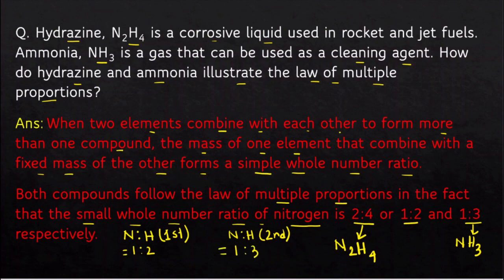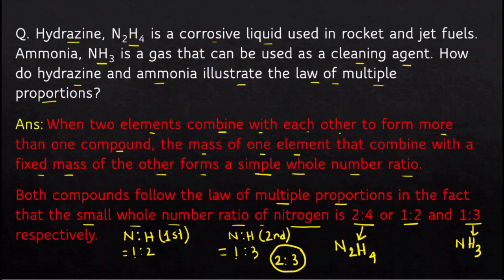Now let's look at the quantity of nitrogen. In both the cases, it is fixed as 1 over here and 1 over here. Now, if we compare the ratio of the masses of hydrogen in both the cases, this ratio is going to be 2:3, which is again a small whole number ratio. So definitely these two compounds where the elements are nitrogen and hydrogen respectively, they both illustrate the law of multiple proportions successfully.